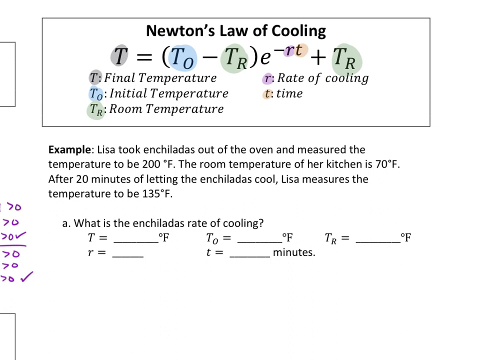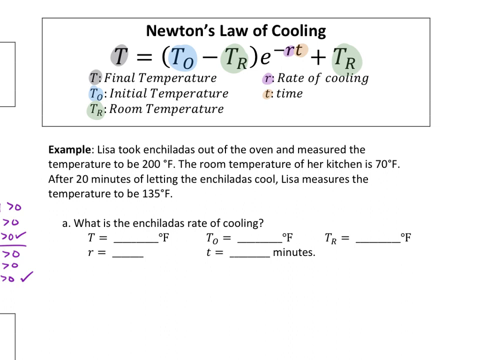Now in this problem, why did I not highlight e? It's a letter, but it's a number. So it's always going to be in my Newton's law of cooling because it's a constant number that we're going to be multiplying or using as the base of the exponent.